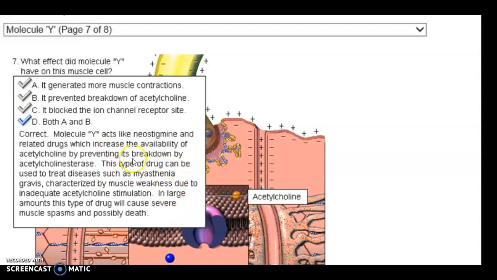Now, just like too little of anything can be bad, too much of anything can be bad, and in large amounts, a drug that would prevent this from being broken down could definitely lead to death, because obviously if this doorway's open, we're going to keep depolarizing and keep having muscle contractions even to the point of spasms, and spasms could lead to death potentially.